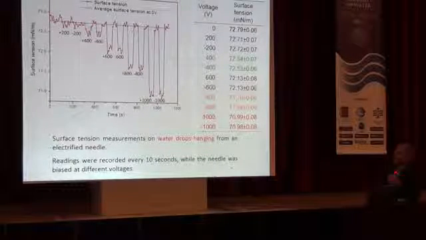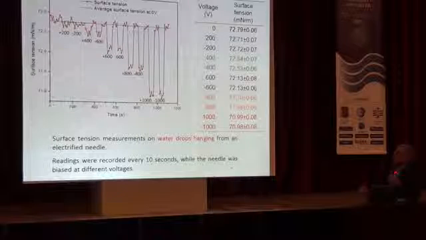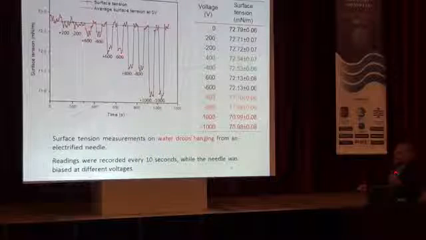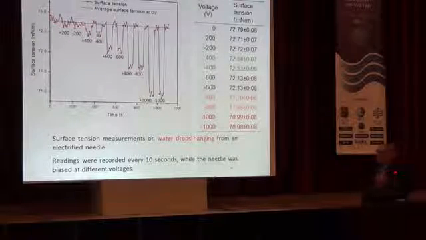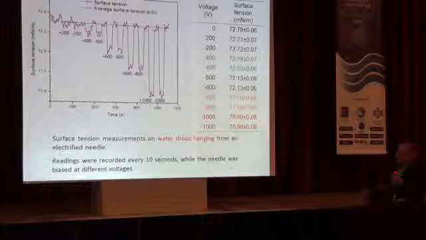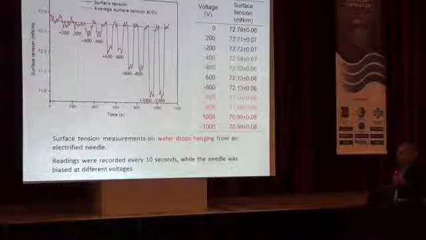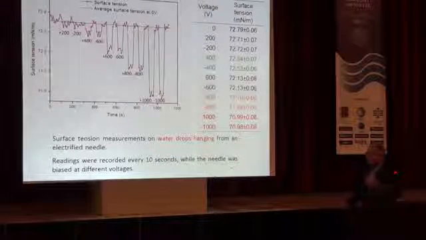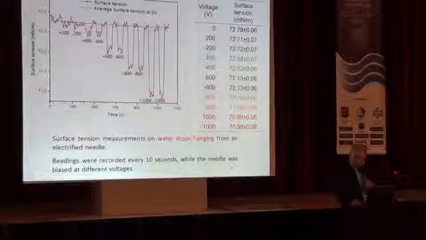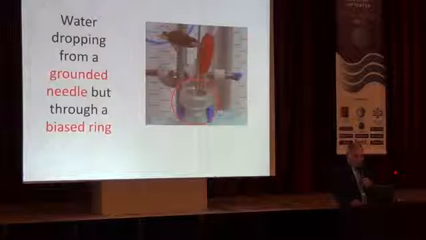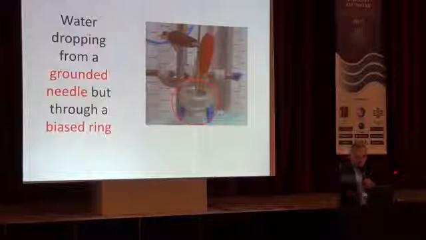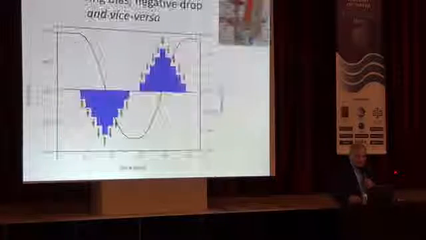Measurements are very fast. So as time goes by, we can apply potential, positive, negative, positive, negative, positive, negative, and take many surface tension readings. You see that it equilibrates very fast, and it's very symmetrical, positive or negative. Now, water dropping from a grounded needle, but through a biased ring, without contacting it.